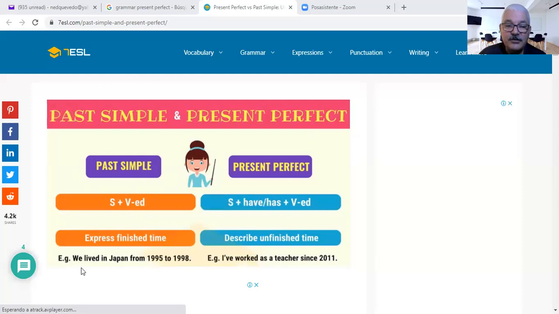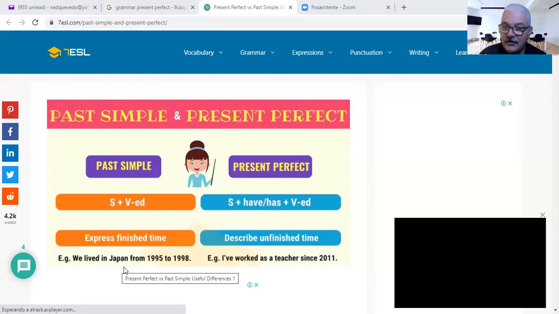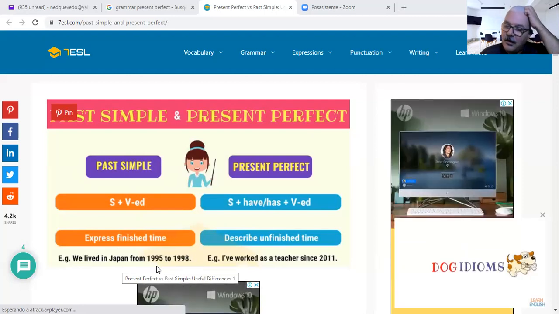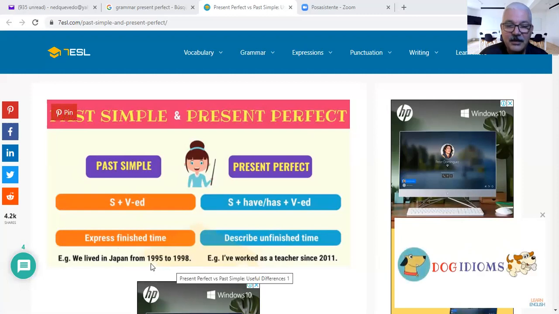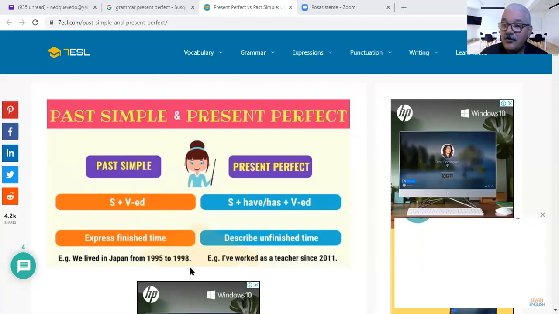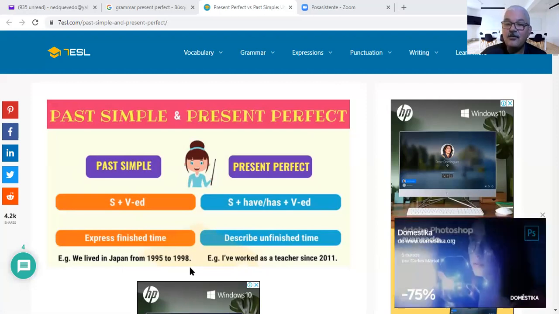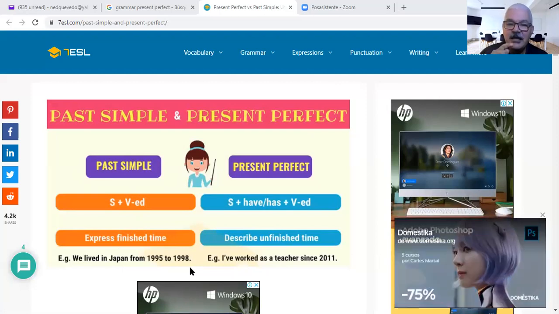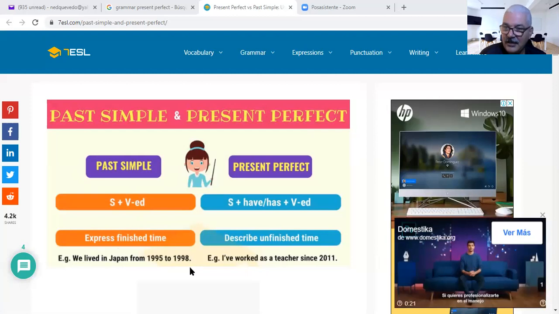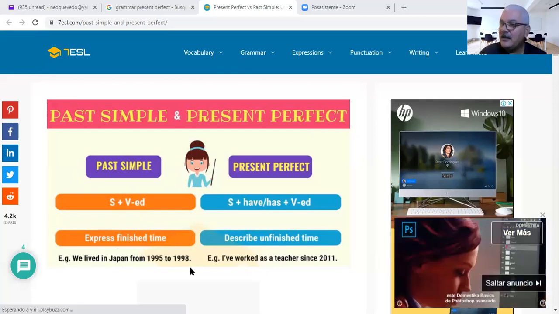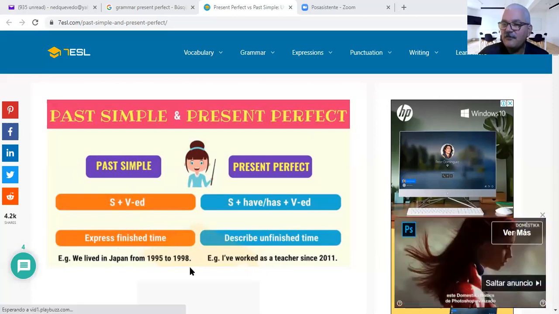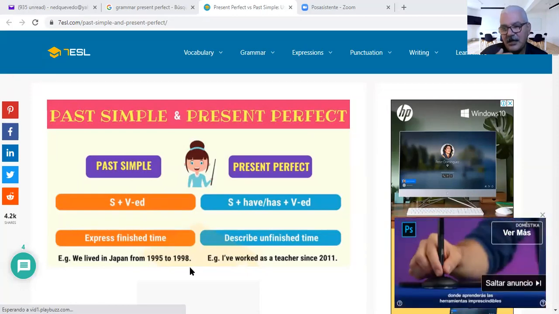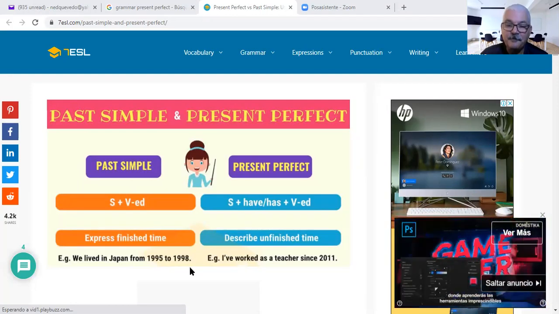So when we say we lived in Japan from 1995 to 1998, okay, it means that we were living in Japan at that moment in the past. It's not possible to refer to it at the moment, at this present time.